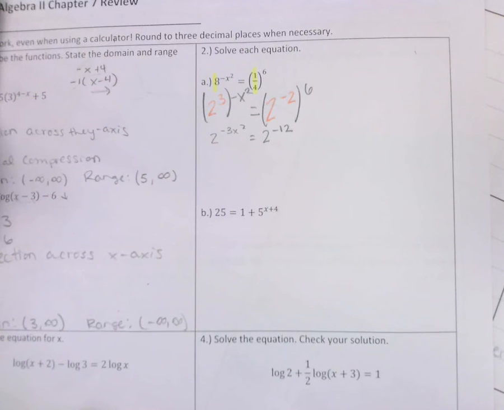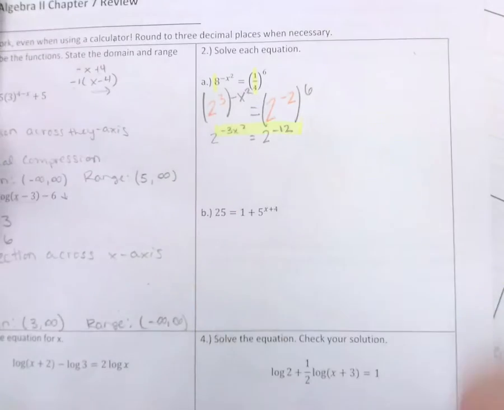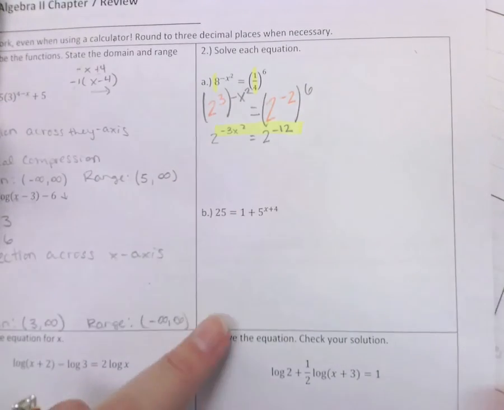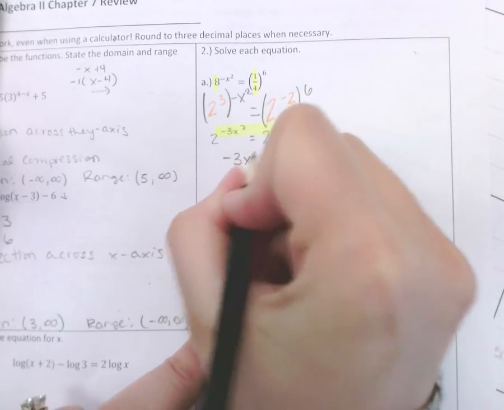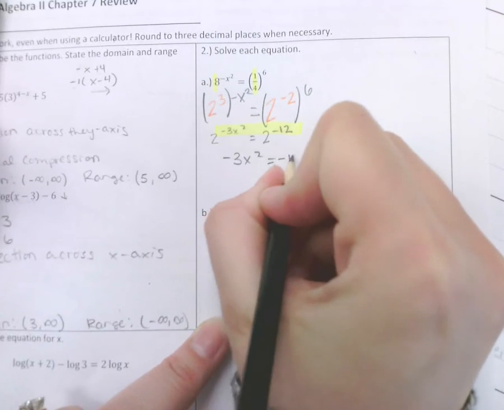Okay. And then once we get 2 to a power equals 2 to a power, the one-to-one property says that we can just basically ignore the bases and just set the exponents equal to each other. So we're going to say negative 3x squared equals negative 12.